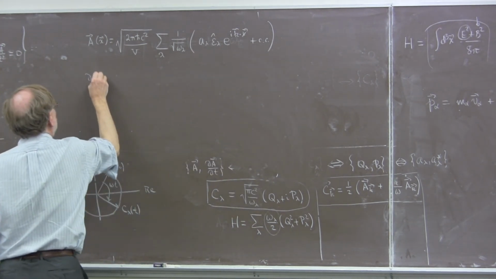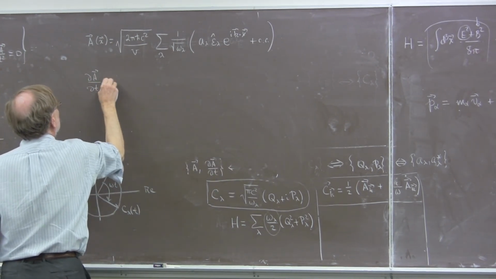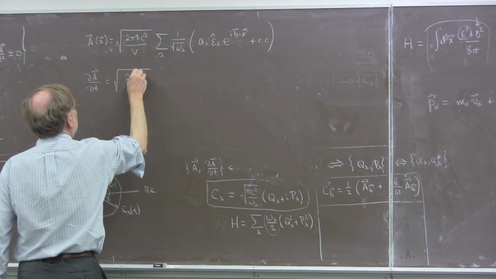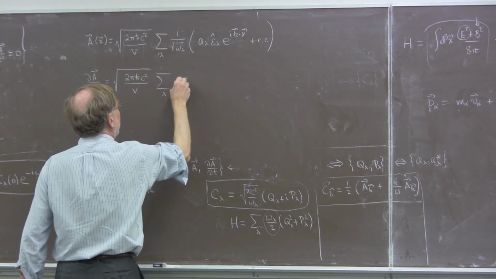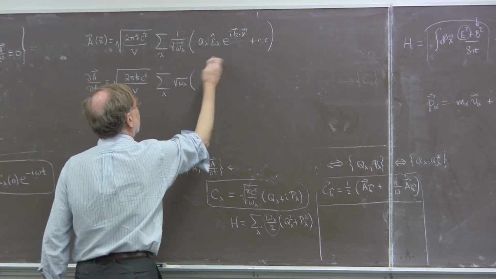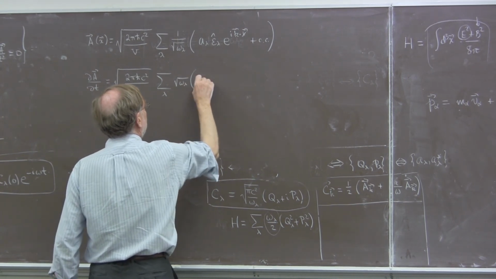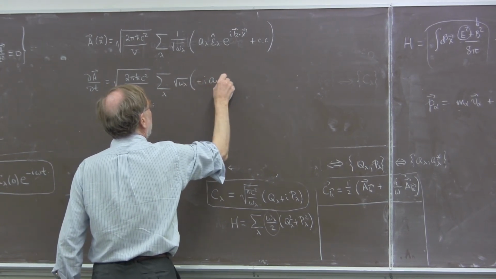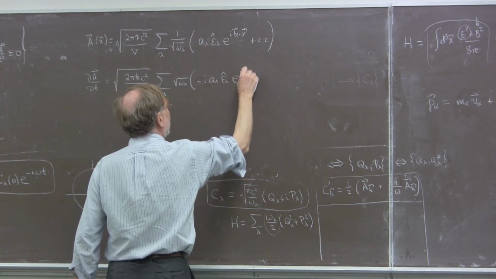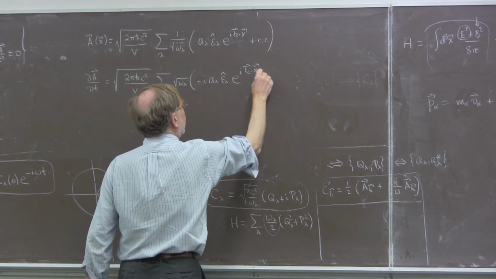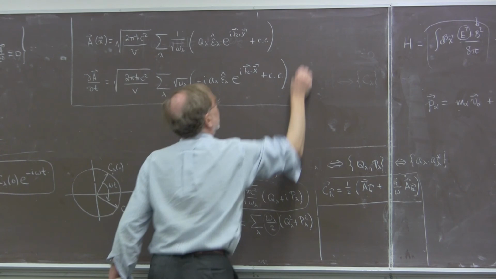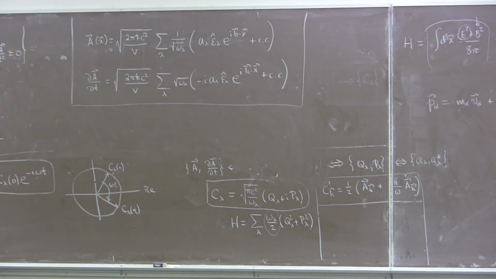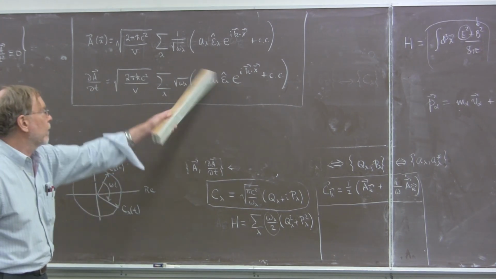And likewise the A dot, which is proportional to the transverse electric field, has the same prefactor 2 pi h bar c squared over volume V, sum on lambda. And now we get an omega lambda upstairs because the time derivative brought down a factor of omega, giving a minus i A lambda epsilon lambda e to the i k dot x plus complex conjugate. I'll leave these here for later reference because they will turn out to be useful later on. This is the expansion of the vector potential and its time derivative expressed in terms of the normal variables A and A star.